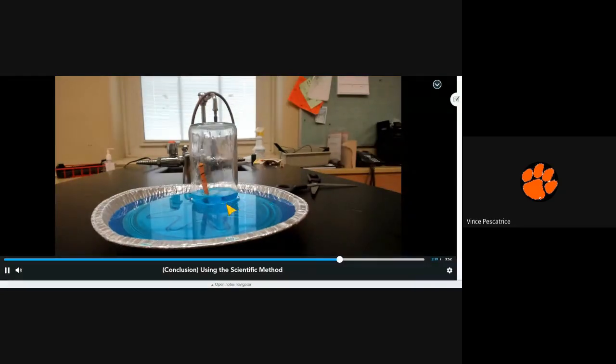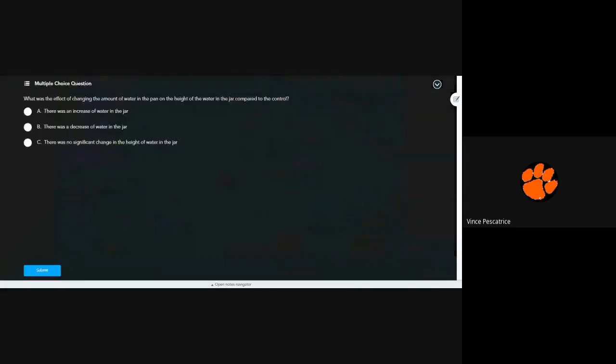All right, so I know you can't see the bottom of the jar, but it's right about at the lip of the pan. So again, think about how does this compare to the other ones? So adding more water, was there a big change? No change.